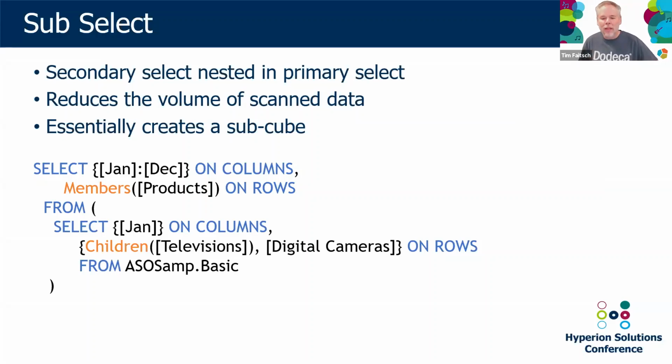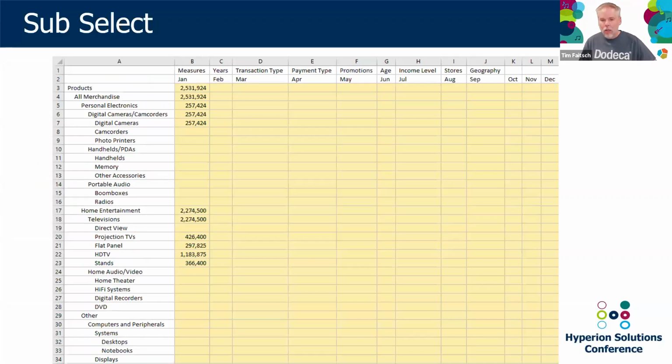All right, so when I run this, what happens? I've got my months across the columns, and I'm only bringing back January data because I filtered that out in that subselect. Then let's take a closer look here at what happens under televisions. I've got data for the children of televisions here. It adds up to televisions. It adds up to home entertainment. Now I also have digital cameras, which rolls to digital cameras and camcorders and personal electronics.